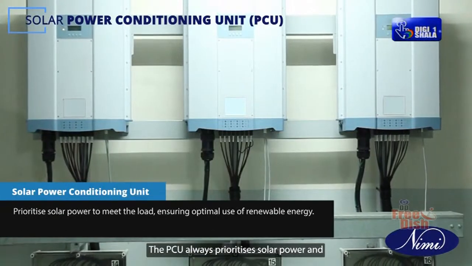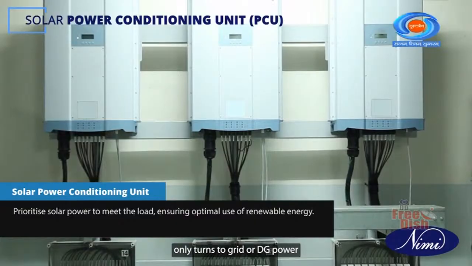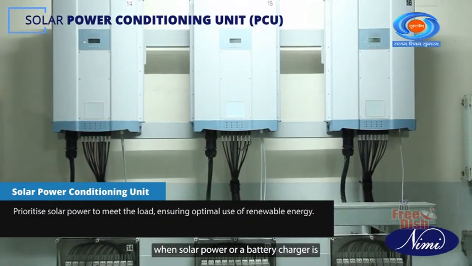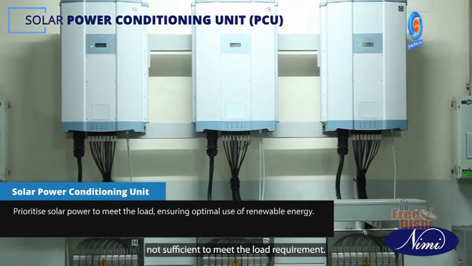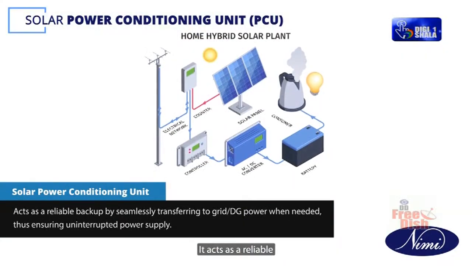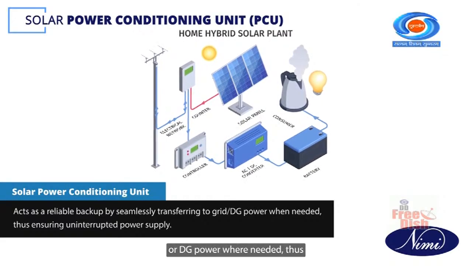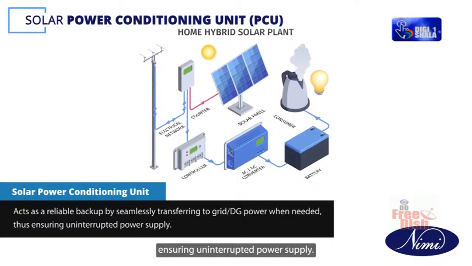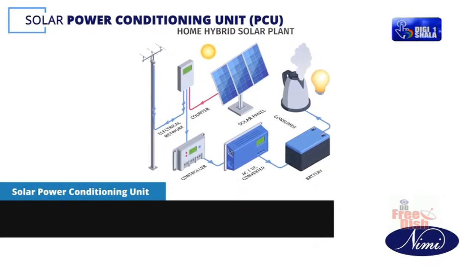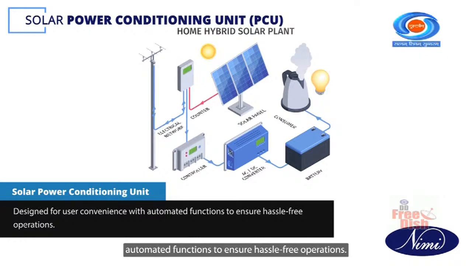The PCU always prioritizes solar power and only turns to grid or DG power when solar power or a battery charger is not sufficient to meet the load requirement. It acts as a reliable backup by seamlessly transferring to grid or DG power when needed, thus ensuring uninterrupted power supply. It is designed for user convenience with automated functions to ensure hassle-free operations.